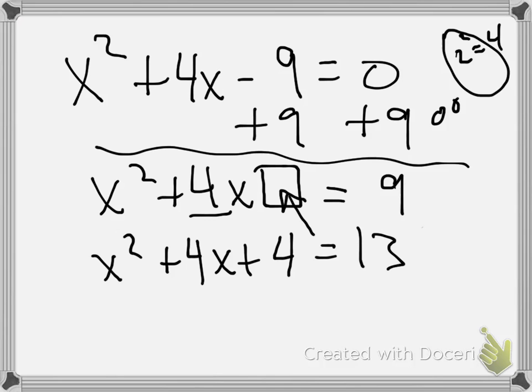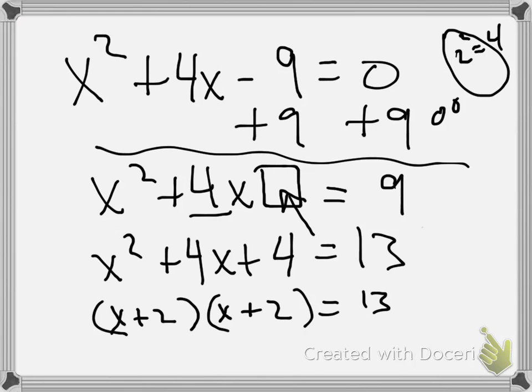And now, look what happens. This quadratic does factor now. We can factor it into (x plus 2)(x plus 2) equals 13. Hey, you know what that is? x plus 2 times x plus 2 is (x plus 2) squared.